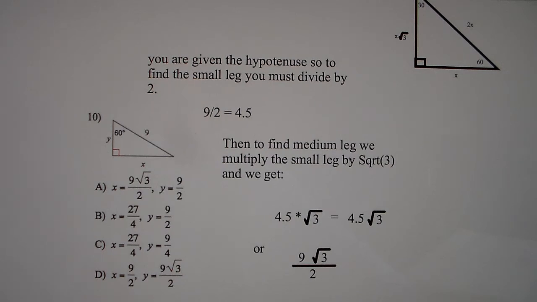So we're going to take that 9 over 2 and multiply it by square root of 3 to find the medium side. So 4.5 times radical 3 is 4.5 radical 3, or 9 radical 3 over 2. When you multiply by radical 3, you just put it on top. So you have 9 radical 3 divided by 2. And that's our answer.